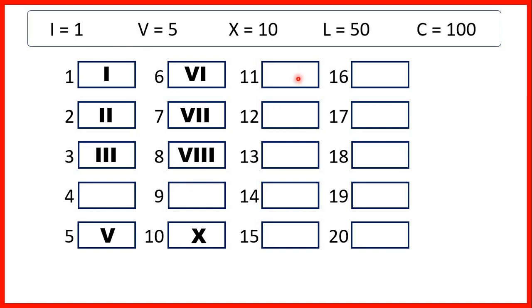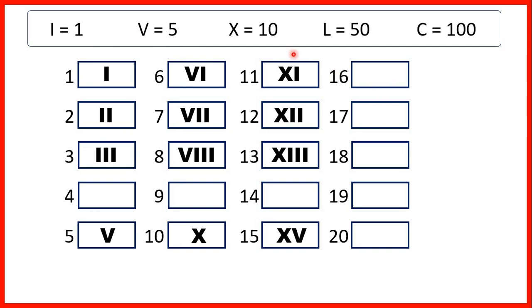Let's move straight on to 11. That's 10 and then another 1, so they wrote X and then I. 12 is 10 and 2 1s, so that's X and 2 I's. And 13 is 10 and 3 1s, so they wrote X and then 3 I's. For 14, they did something different, but for 15, they thought of that as being 10 and then another 5, so that's X and then V.